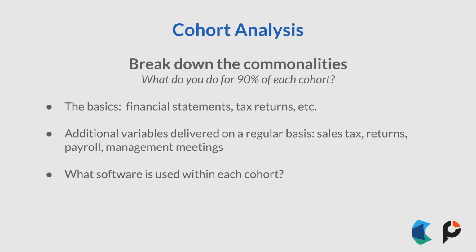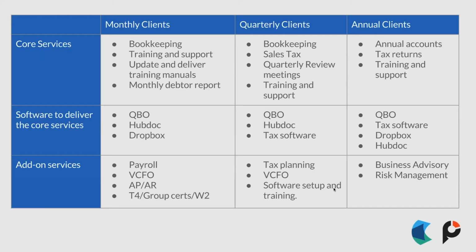So again, these are the things to think about. Identify your groups and your cohorts, and identify the commonalities. What are the similar things we are doing for every group? So we start to break that down.